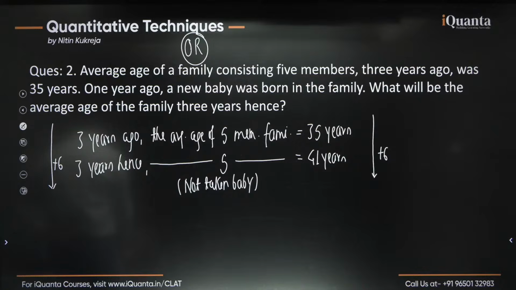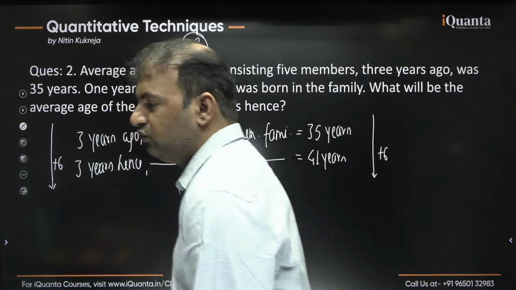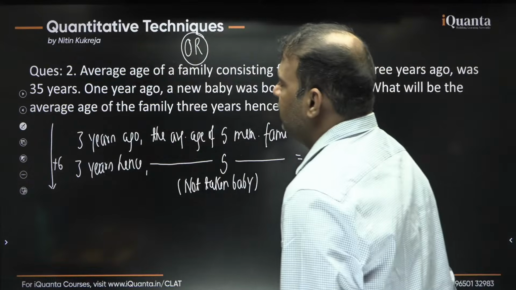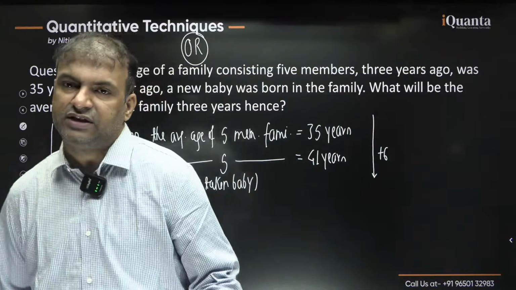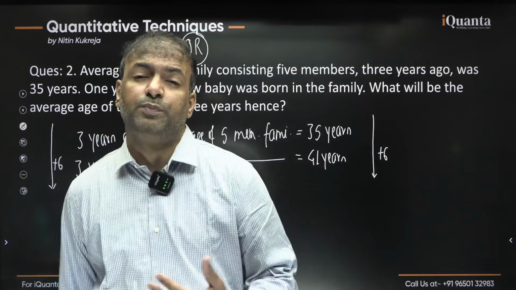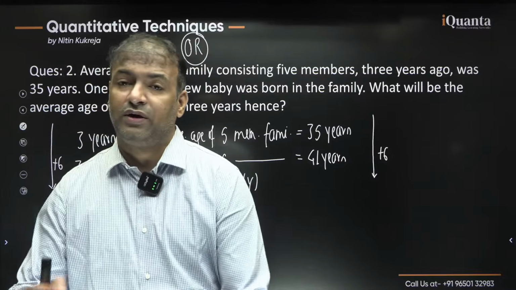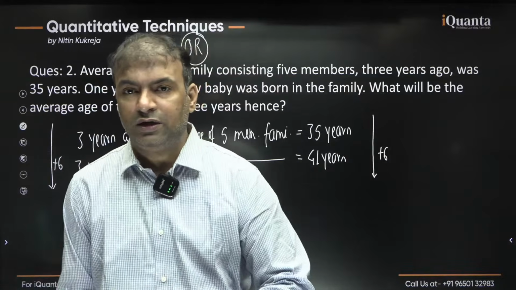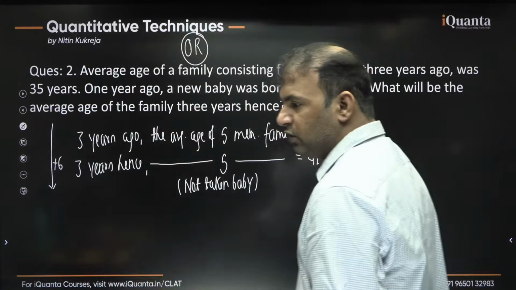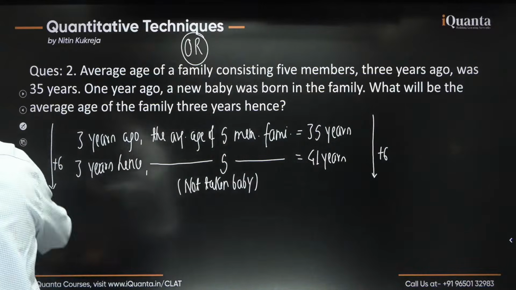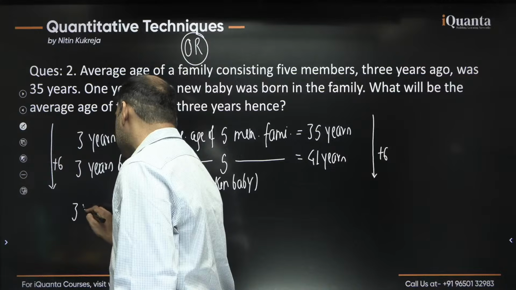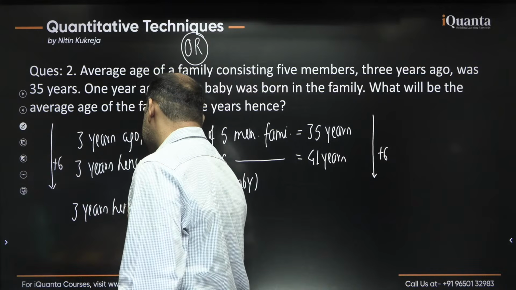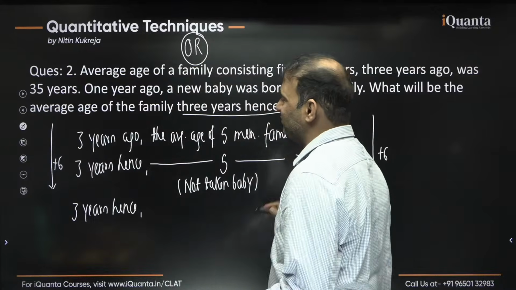What I did, I just assumed no changes in the family. So we can say the average age must increase by 6 years as well. Simple, right? Now guys, coming to the change which has happened. What change has happened? Remember, one new baby is born in the family. Whenever we consider the change, whenever we start using that change, we always work with the total age. So let's work on the total age. If we can find out the total age at this moment without the baby, 3 years hence, which is also the period of the question as well.